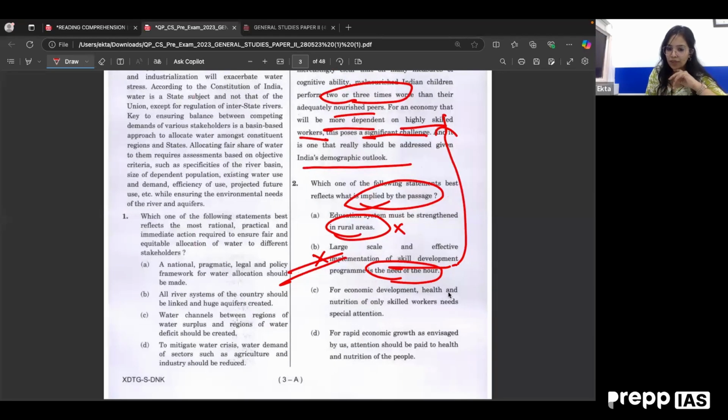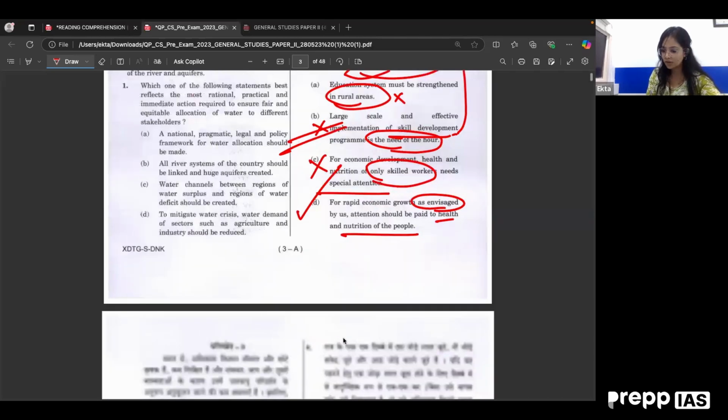No, it's a perfect example of distortion trap. See, for economic development, health and nutrition of only skilled workers. Again, किसी भी वे में are we getting the statement only skilled workers need special attention? Rather, they are saying that people in general, right, in a knowledge economy, in a highly skilled workers की जहाँ need होती है, workers they are saying, right? They're not saying कि highly skilled workers के हमें बस nutrition का ध्यान रखना है. No, the answer is C. For rapid economic growth as envisaged by us, keeping in view the nature of economy, highly skilled workers needed है. Attention should be paid to health and nutrition of the people. Right? This is the correct answer.